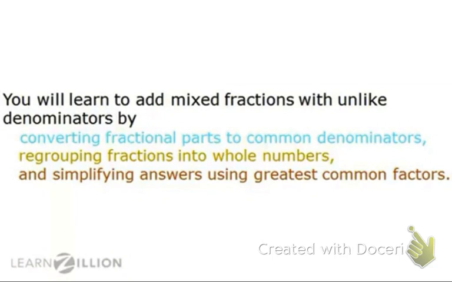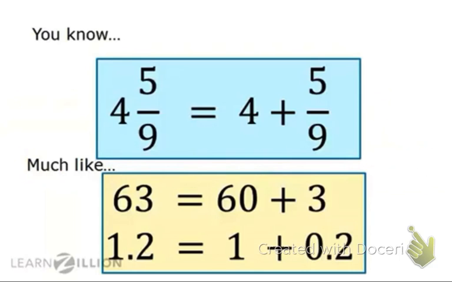In this lesson, you will learn to add mixed fractions with unlike denominators by converting fractional parts to common denominators, regrouping fractions into whole numbers, and simplifying answers using greatest common factors. You know that the whole number and fractional part of a mixed fraction can be thought of separately. For example, 4 and 5/9 can be thought of as 4 plus 5/9.